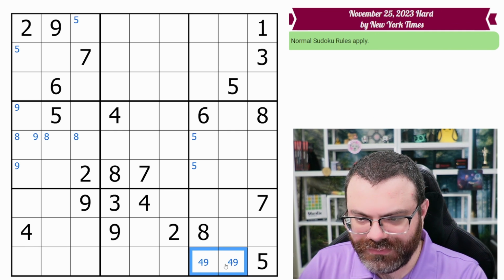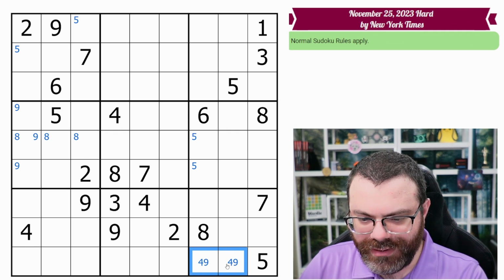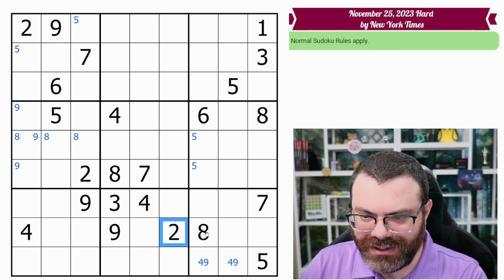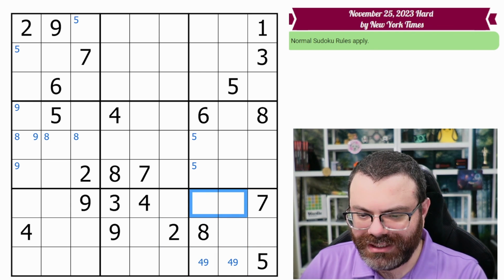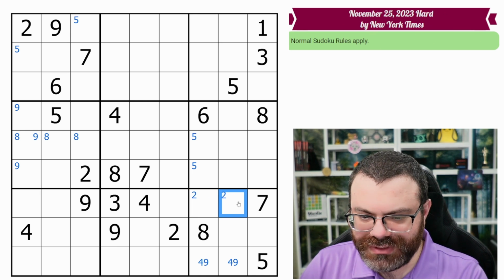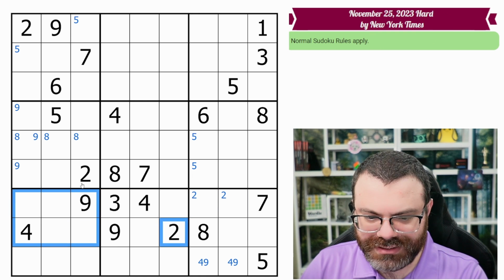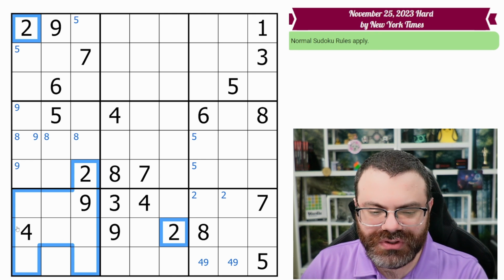So what does that do for us? It removes a bunch of digits from these two. Now, can I do anything with that? Well, what we can do is think about other digits now, how they affect this box. So 2, for example, looks in this box. So 2 is in one of these two. That looks left, that looks left, this 2 looks down, that 2 looks down. So 2 is placed in this box.